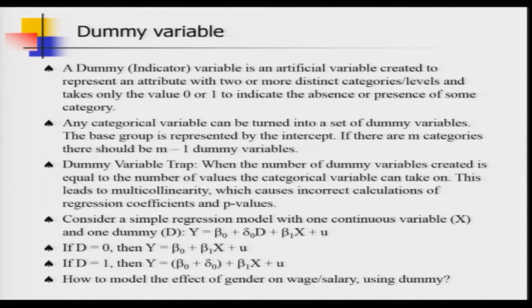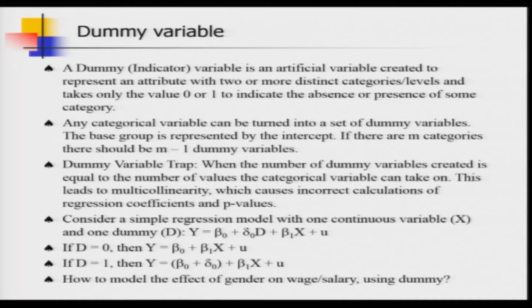So, we can actually have the same model in terms of multiple x's or explanatory variables, but we are not doing that, because we want to simply present the philosophy and the basic working of a dummy variable. For that, one continuous regressor x is good enough and one dummy is also good enough. So, we are going to have a look at a very simple model.